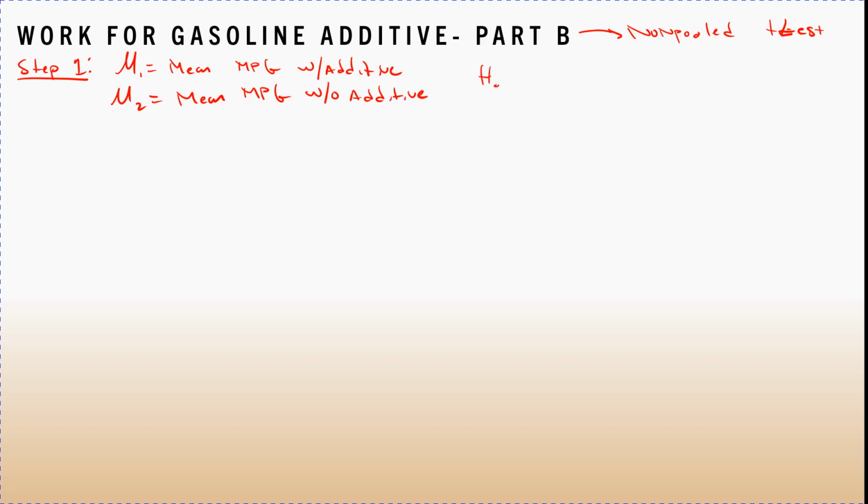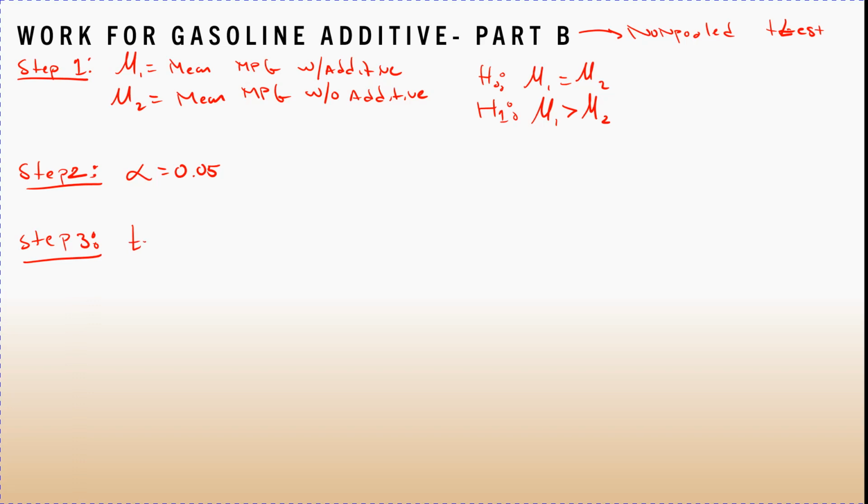With the two sample t-test, I'll start with the assumption that mu1 is equal to mu2. What I want to test is that on average, the mean miles per gallon with the additive should be greater. We'll run it at the same level of significance, alpha equal to 0.05. Again, we're going to use our calculator. Step 3 is the test statistic, and step 4 is the p-value.